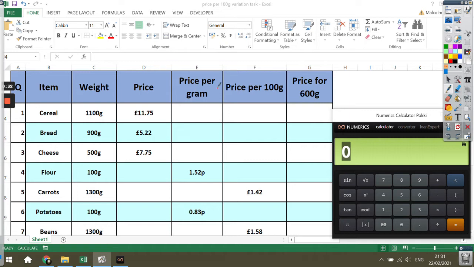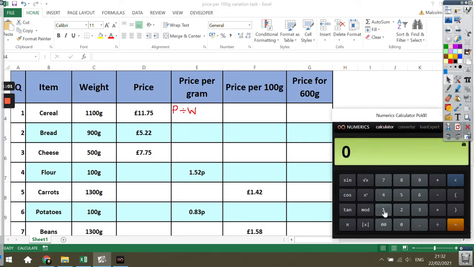First thing we want to do though is price per gram. Well, if we want to calculate this, we need to take the price, which I'm going to call P. I need to divide it by the weight, or the number of grams. So price per gram, that means do price divided by grams. So here that is price divided by weight. So let's do that on the calculator.